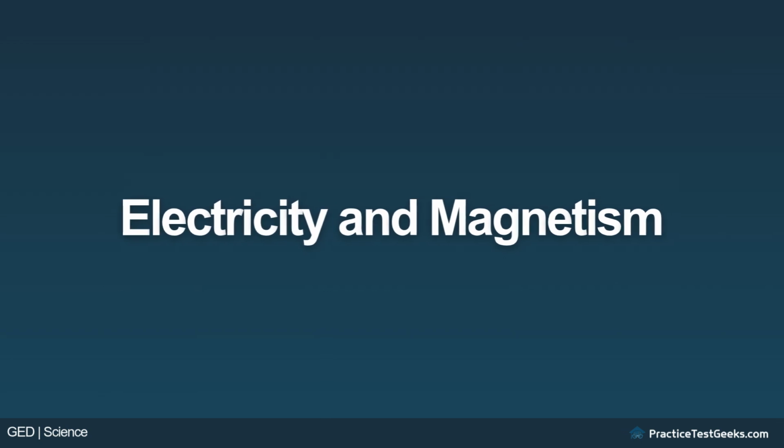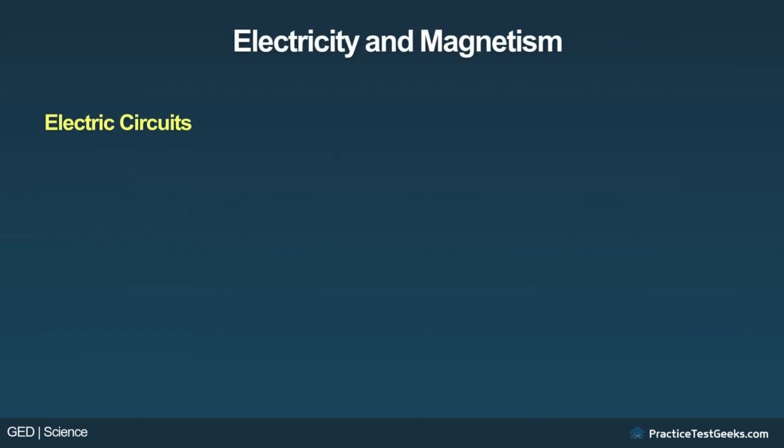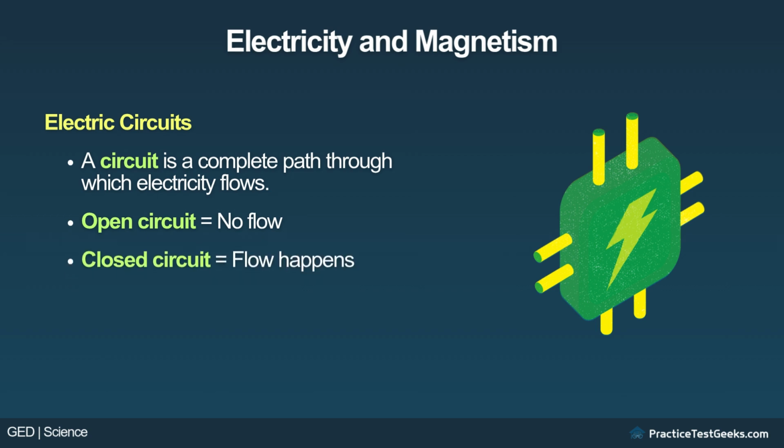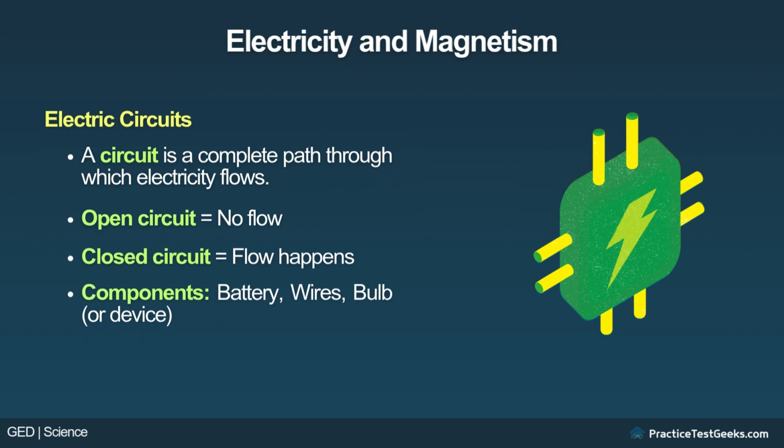This section focuses on basic electricity and magnetism, two topics that often show up in GED science questions. Electric circuits. An electric circuit is a complete path that allows electricity to flow. An open circuit means the path is broken, so no electricity flows. A closed circuit means the path is complete, so electricity can flow. Common parts of a circuit include a battery that provides the electrical energy, wires that carry the current, a bulb or other device that uses the electricity.